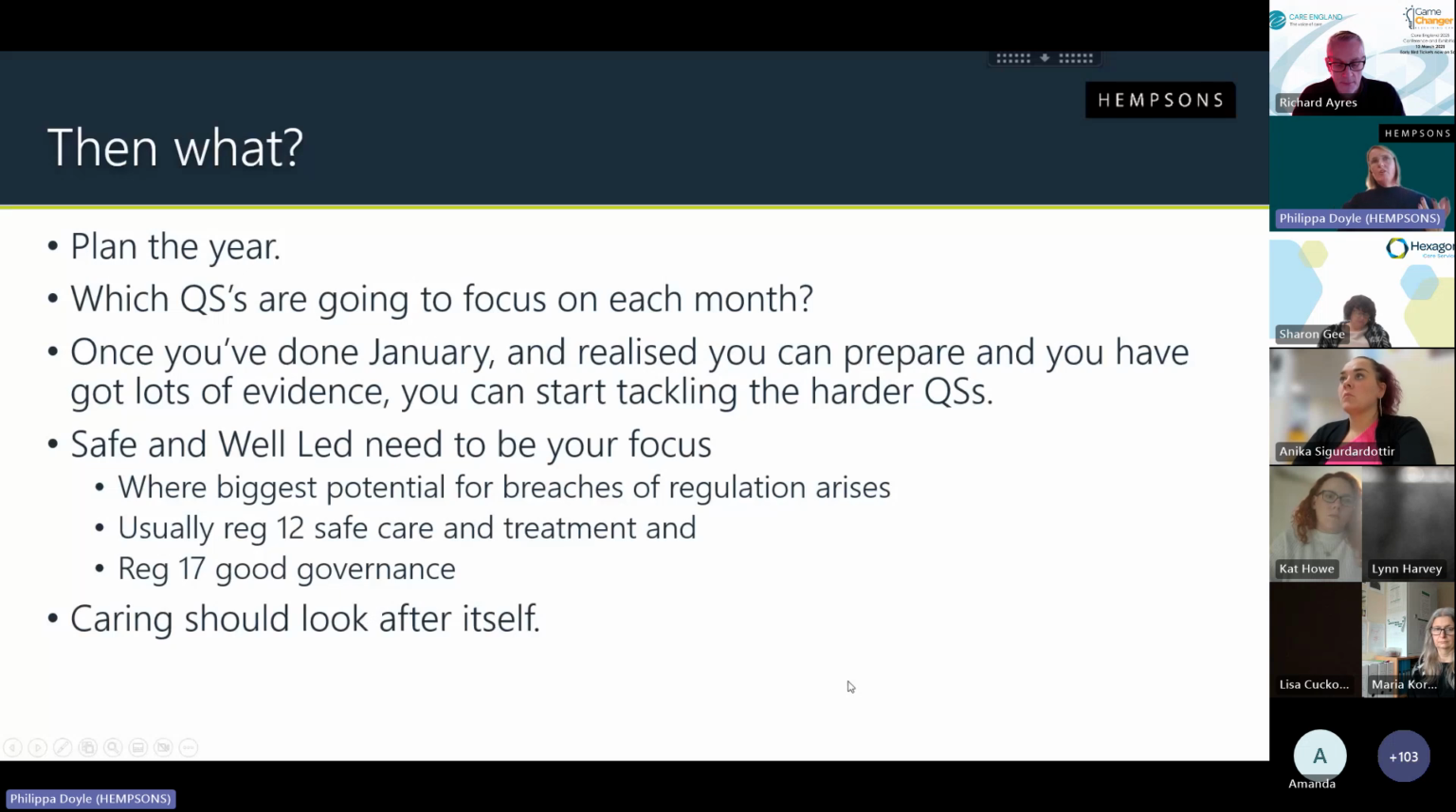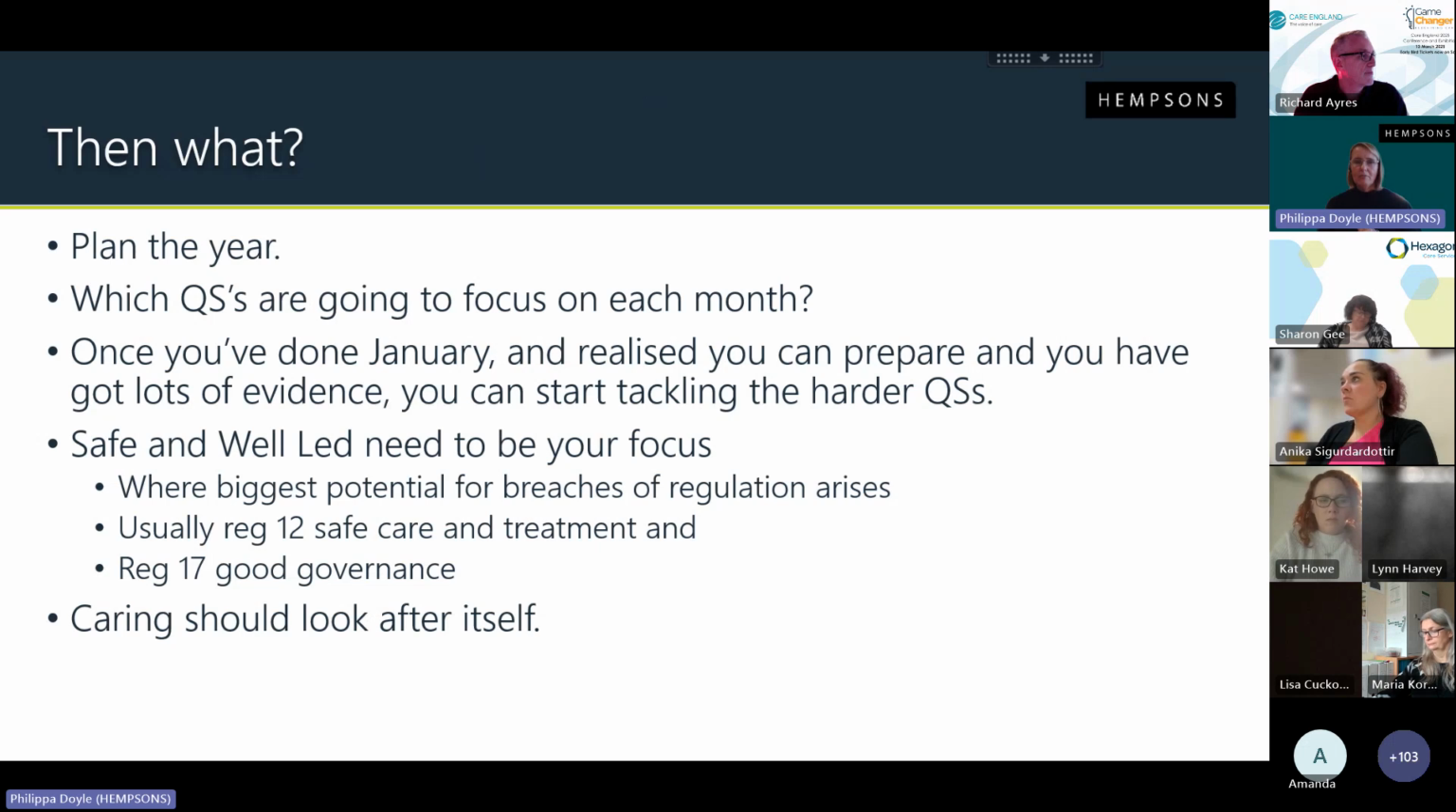So once you've done January, you can then plan your year, plan how you're going to break the quality statements down, which ones you're going to do in which month. I really would encourage you to focus on safe and well-led. They are the areas where there's the biggest potential for breaches of the regulation. Usually where we see them are Regulation 12, safe care and treatment, and Regulation 17, good governance. So they should really be your next areas of focus.